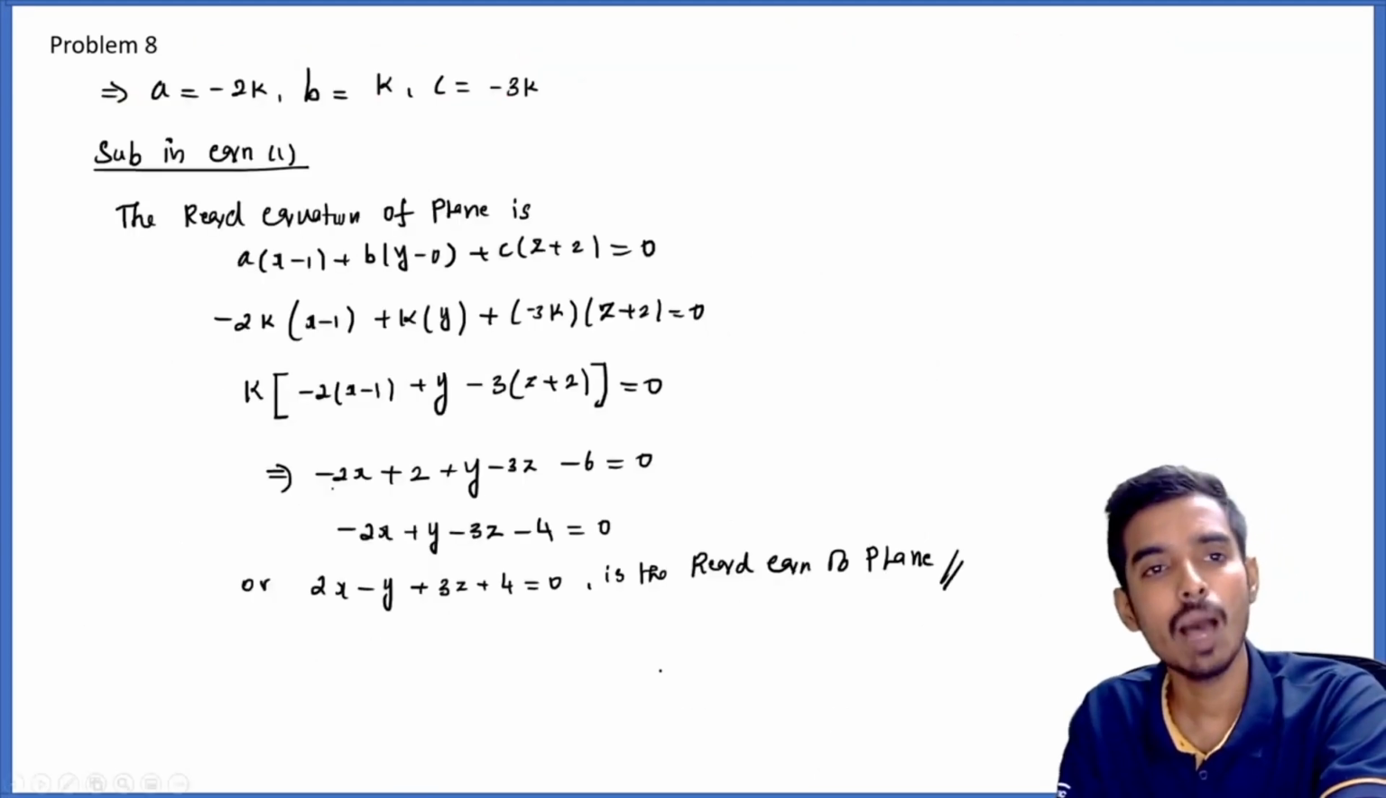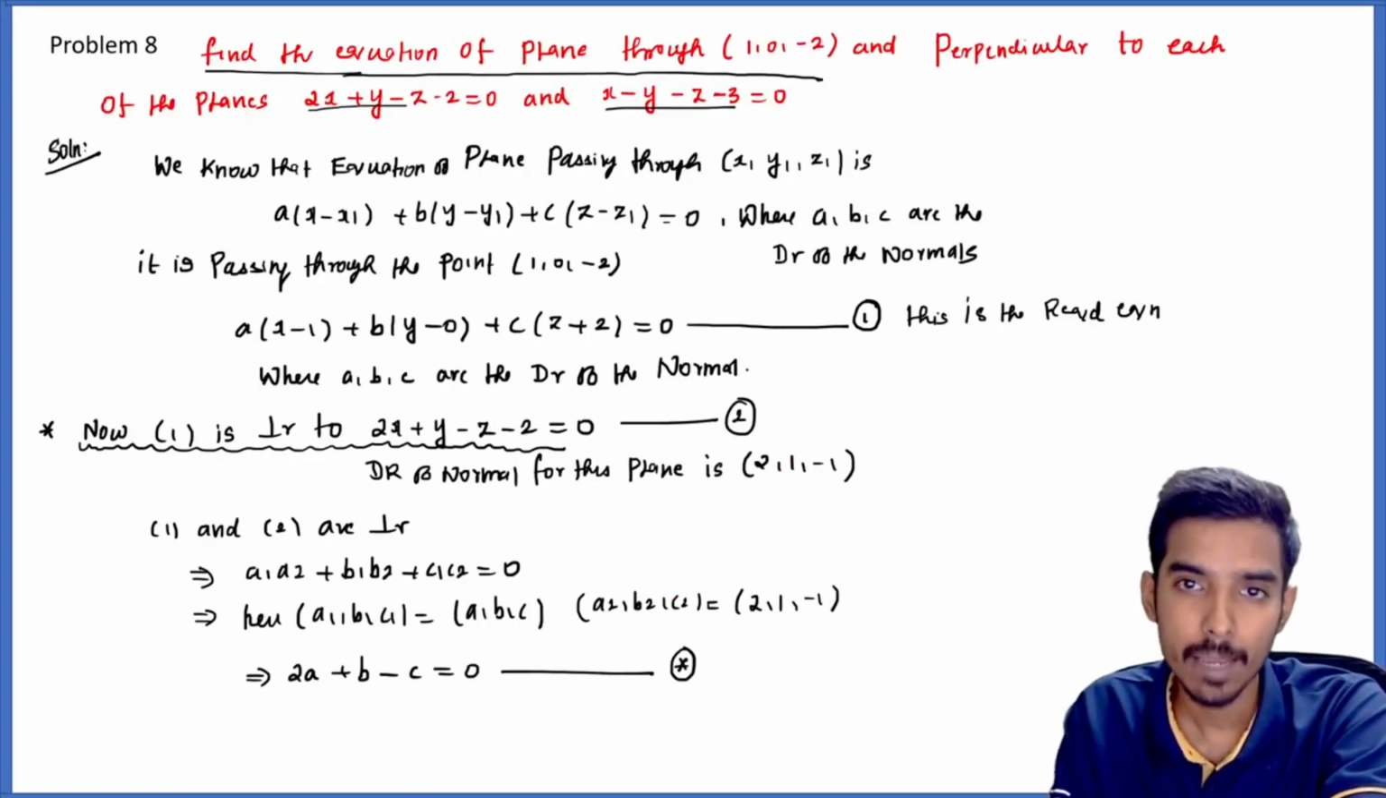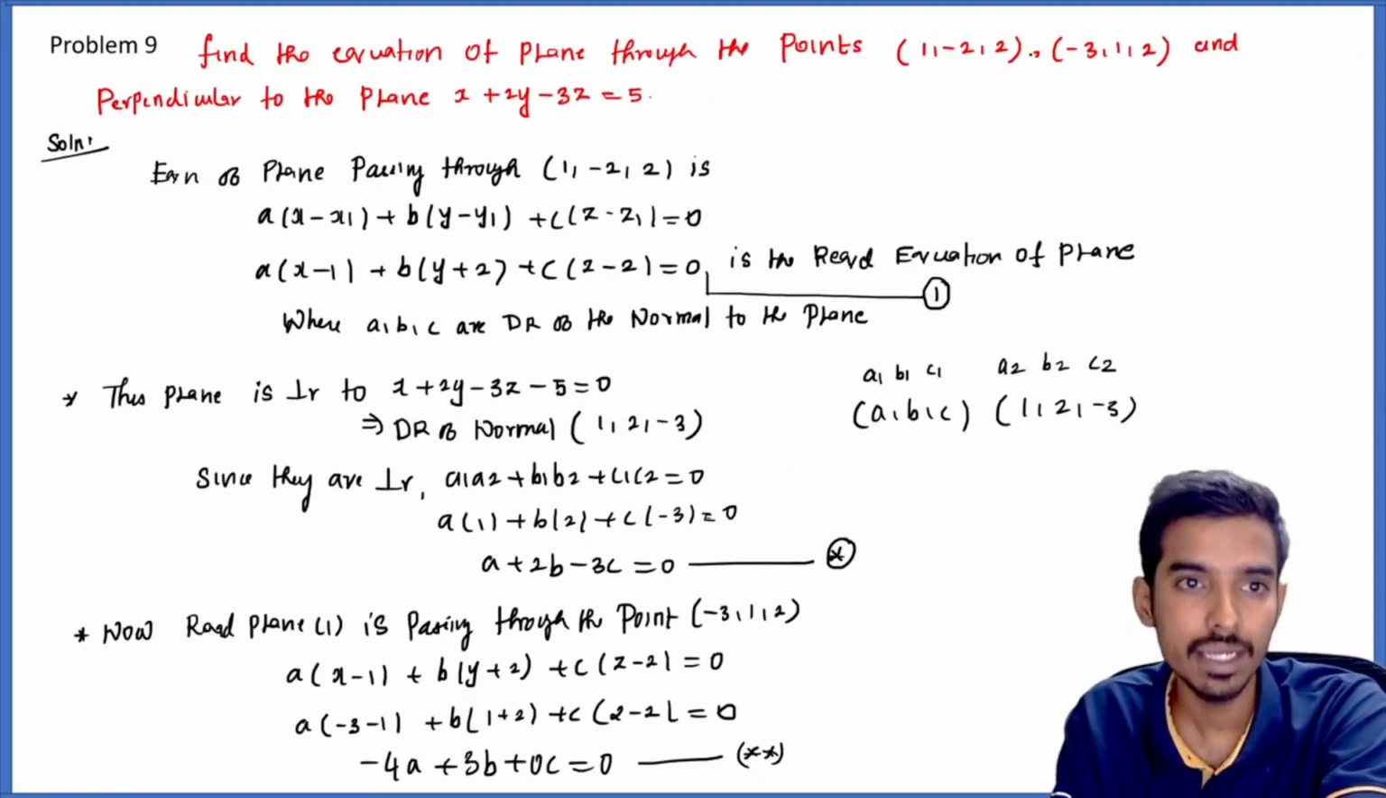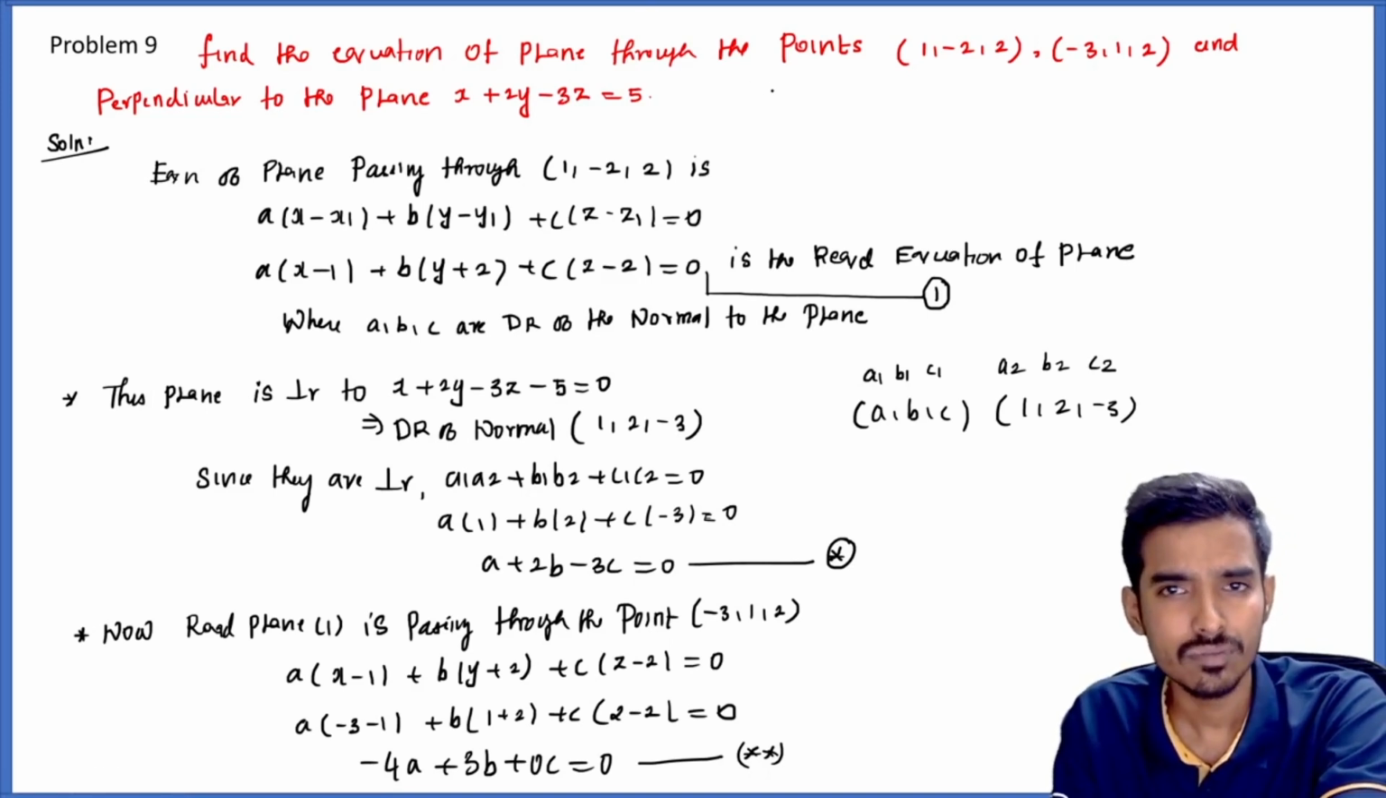Right? In the previous problem, we had a plane passing through one point and perpendicular to two planes. Here, a plane is passing through 2 points and perpendicular to one plane. So very simple, right? This is one of the methods. You can do it the other way also, there are many methods. This is one of the easiest methods, right?